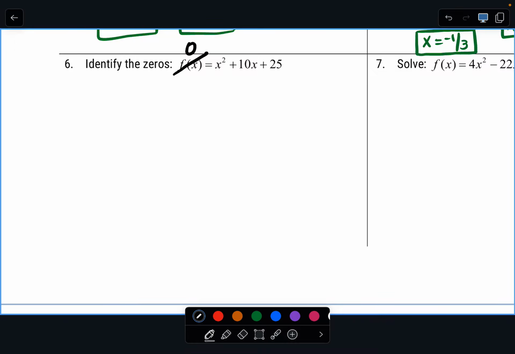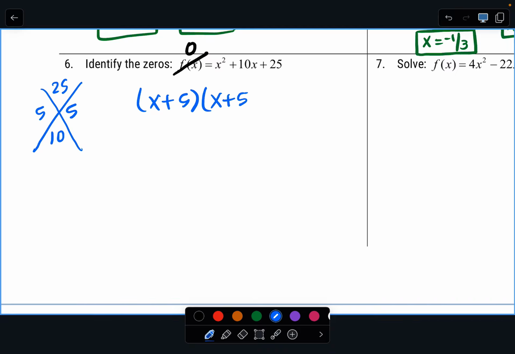Now, if I go in and I factor this, I have x squared plus 10x plus 25, which does not have a greatest common factor. So I'm going to go straight in, and I have a times c, and I have b. So what multiplies to 25 and adds to 10? 5 and 5. So when I factor this, I'm going to have x plus 5, and I'm just going to put the 0 on the right-hand side. It does not make a huge difference.